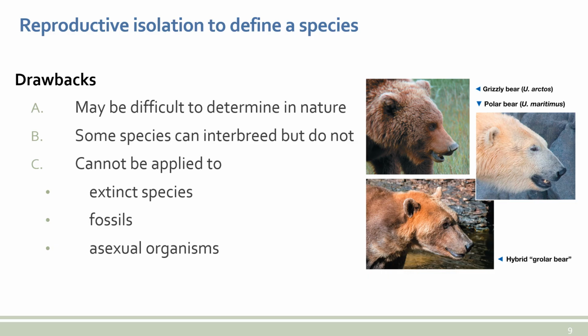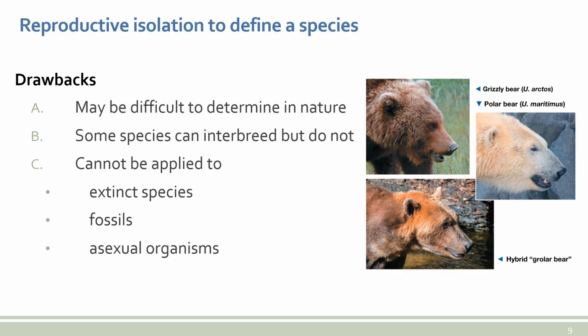Other species are maybe isolated by a barrier that might prevent them. So maybe there's a physical barrier. So they could interbreed, but they do not. So if you never have the opportunity to witness it, how do you know they can actually produce viable offspring?